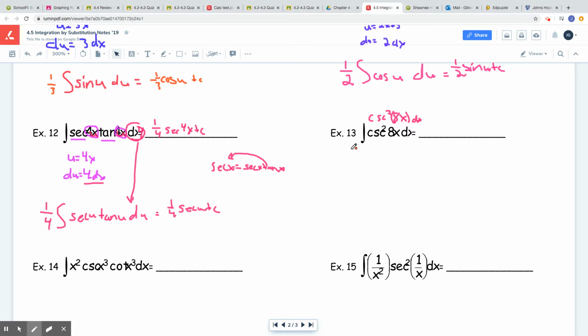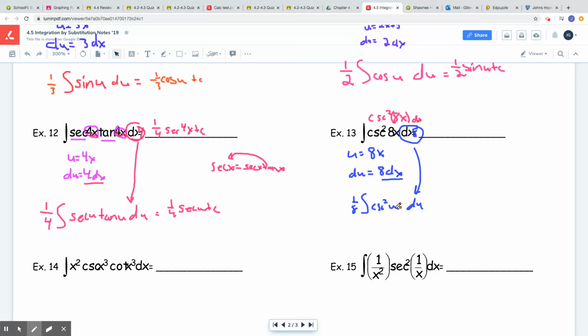Hopefully here we're back to one trig function. It doesn't worry about the squared, it's whatever comes after it. So it's 8x, not the squared, it's just 8x. The derivative of 8x is 8 dx. I have to add an 8 in, so that gives me my du. But I need to put a 1/8 on the outside. What's left? Cosecant squared of 8x, but that's u.